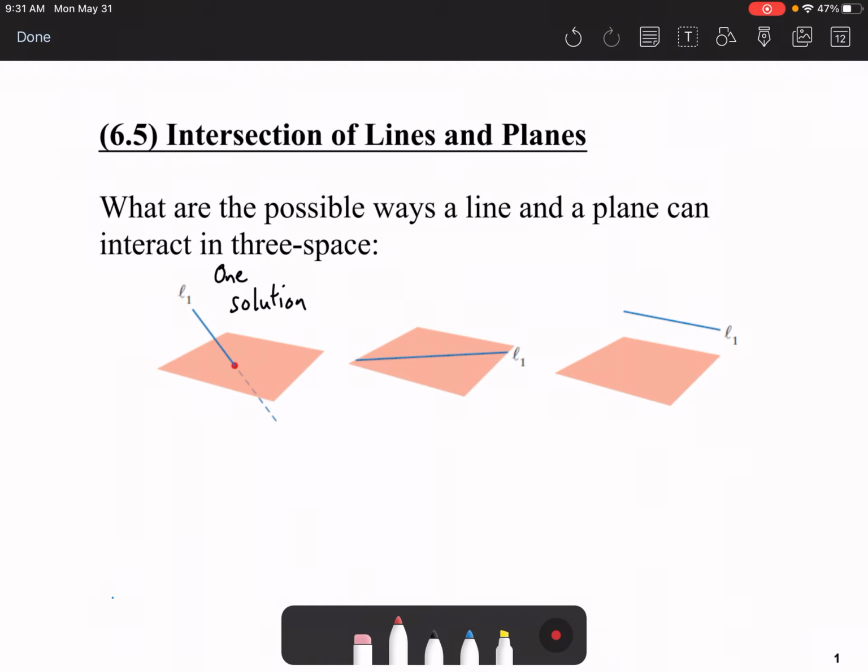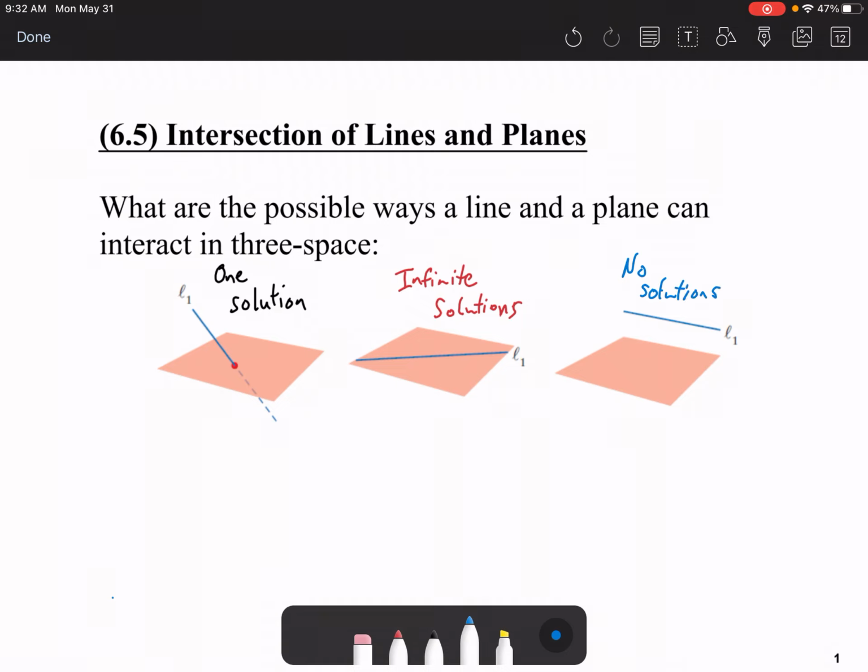In your second case, you can have an infinite number of solutions. This occurs when your line actually lies inside the plane. And in your last case, you can actually have no solutions. This occurs when your line is parallel to the plane.